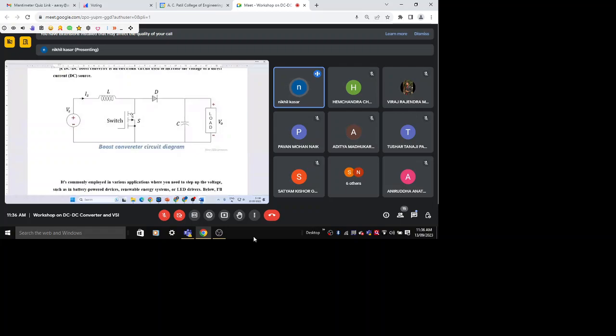Can you elaborate that point? Sir, couldn't hear your question. Can you please repeat it? When switch is in on state, switch has two modes of operation for the boost converter. So when switch is in on state, how does this circuit work?